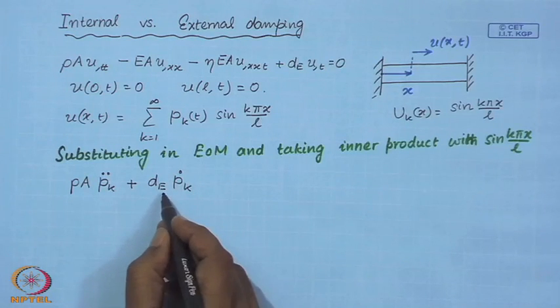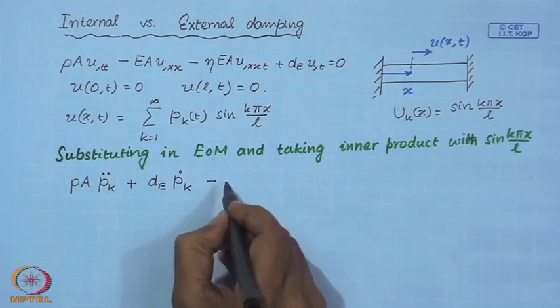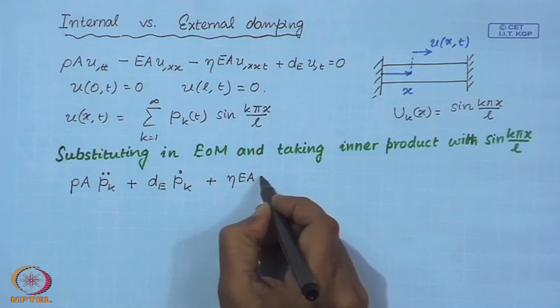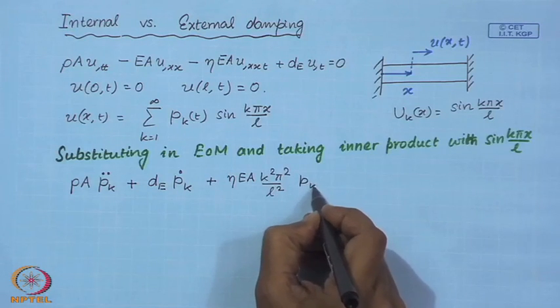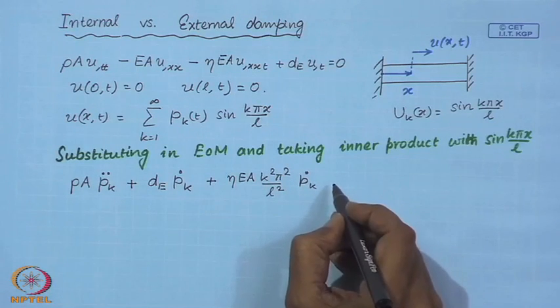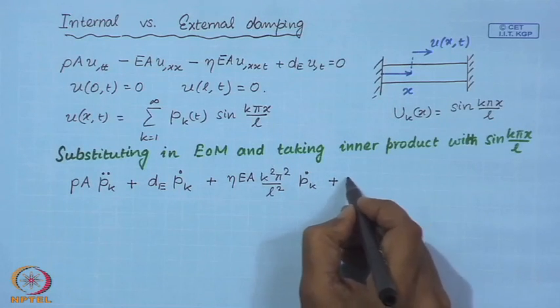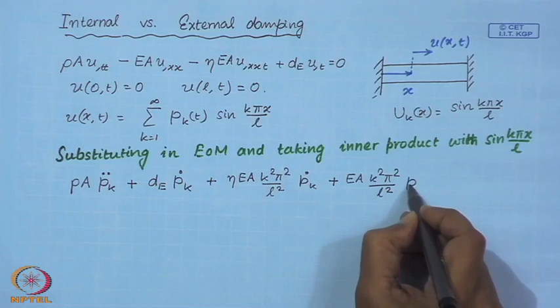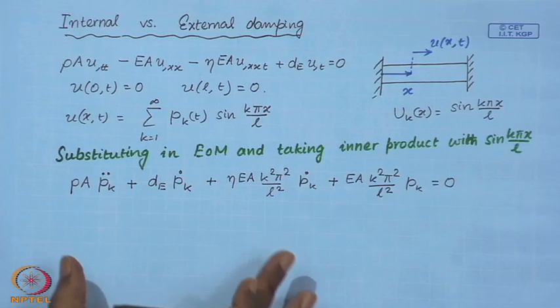So, this term is for the external damping, this term is for the internal. So, this external, this is the internal damping, and so this is what we are going to get. Now, let us look at this equation one by one.